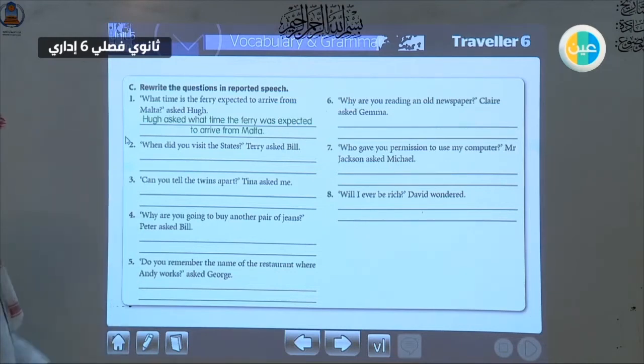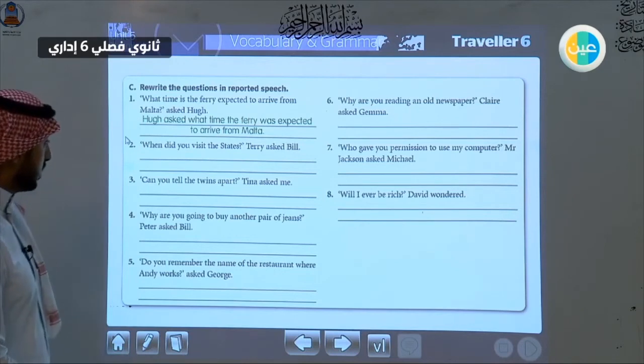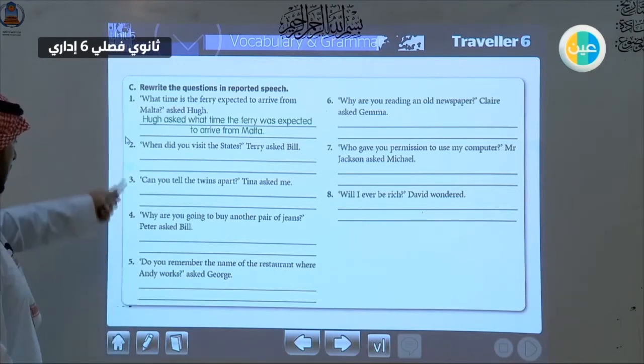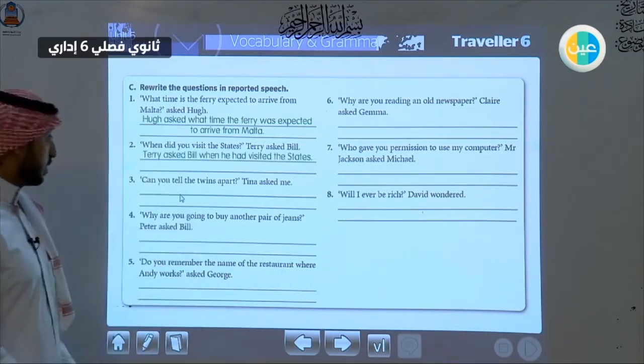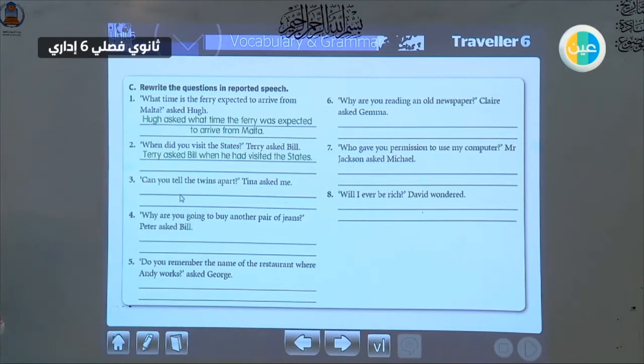The second one, when did you visit the States? Terry asked Bill. So again, WH question, so we don't have to use whether or if. So Terry asked Bill when he had visited the States.